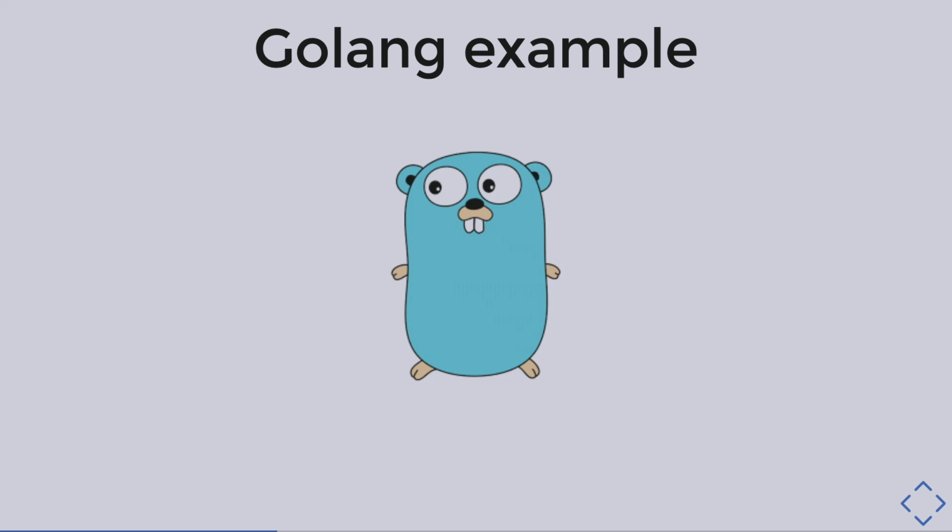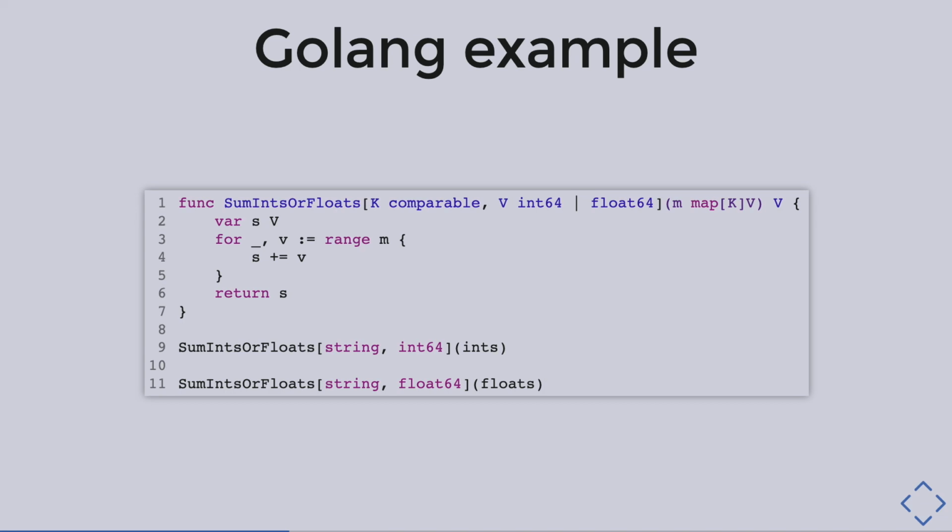So let's see some examples in Golang. Golang has had generics since 2022, so not so old. So I will try to explain this simple function. This function will just have a map in parameters and return the sum of all the elements of the map. And it could do a sum of a map of int, integer, or a map of float. In the square brackets, we will have our two generics, so K, which is comparable, and V, which could be either an integer or a float.